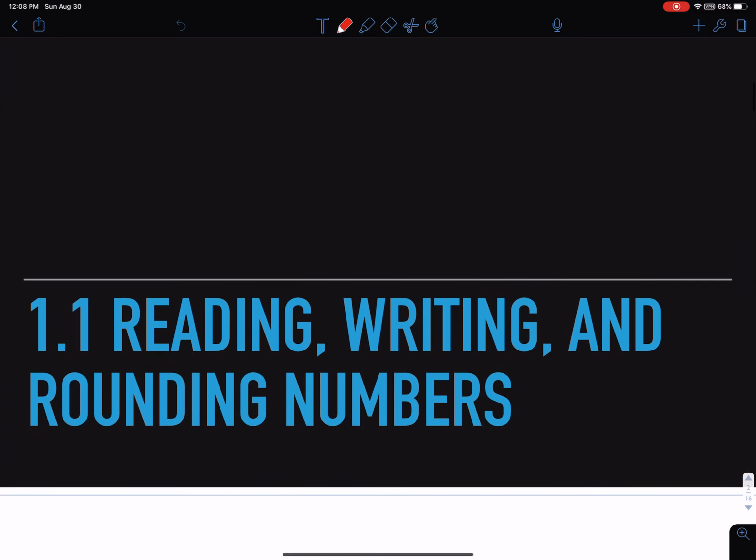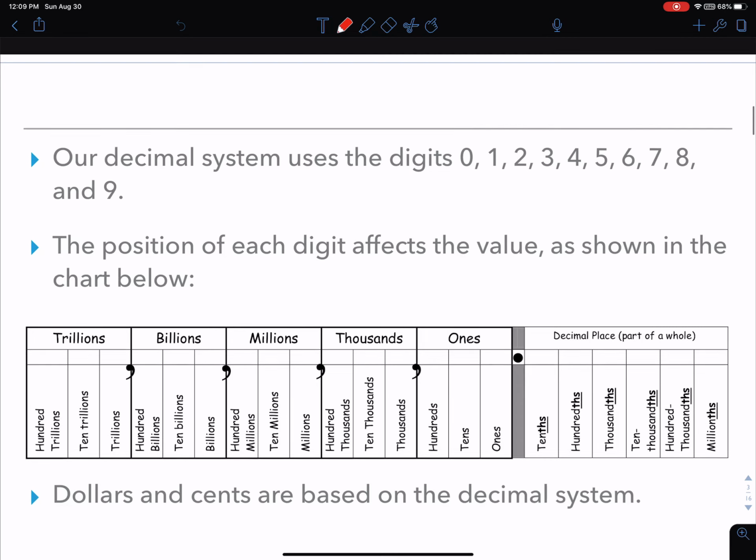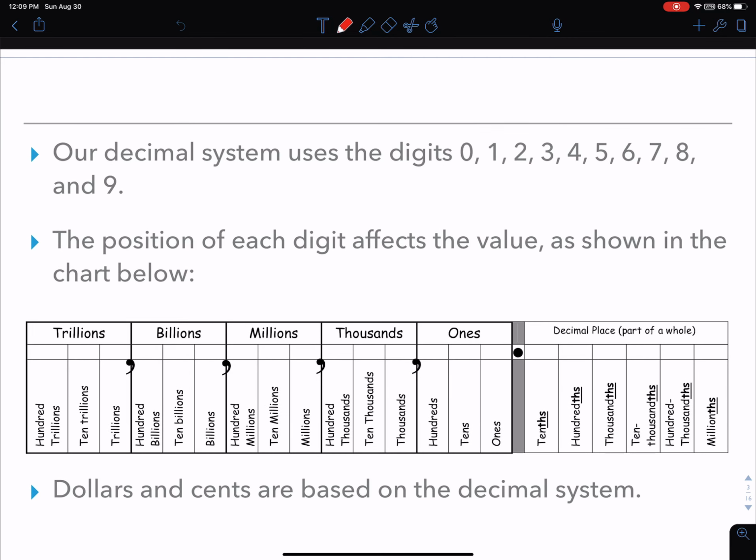So starting with 1.1, reading, writing, and rounding numbers. Our decimal system uses digits 0, 1, 2, 3, 4, 5, 6, 7, 8, and 9. The position of each digit affects the value as shown in the chart below. So you can see trillions, billions, millions, thousands, ones, and then decimal. So there's the names that go along with each place value. Dollars and cents are based on the decimal system.